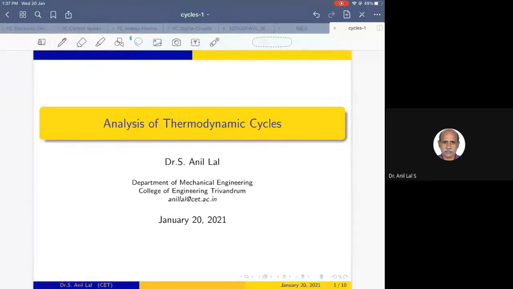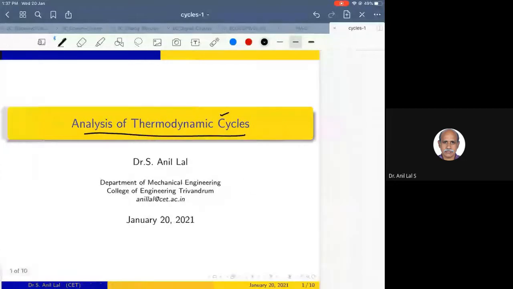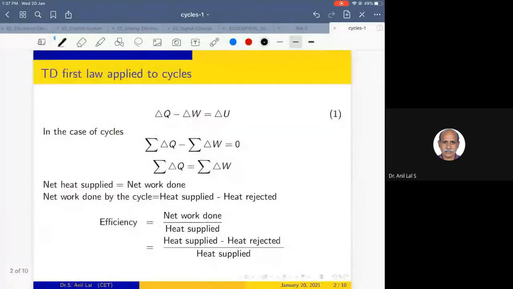Hello, welcome to this tutorial class on analysis of thermodynamic cycles. So we'll be doing a few problems in this particular tutorial. And before going to doing problems, let me briefly explain the first law of thermodynamics. I want to explain the first law of thermodynamics applied to a cycle.